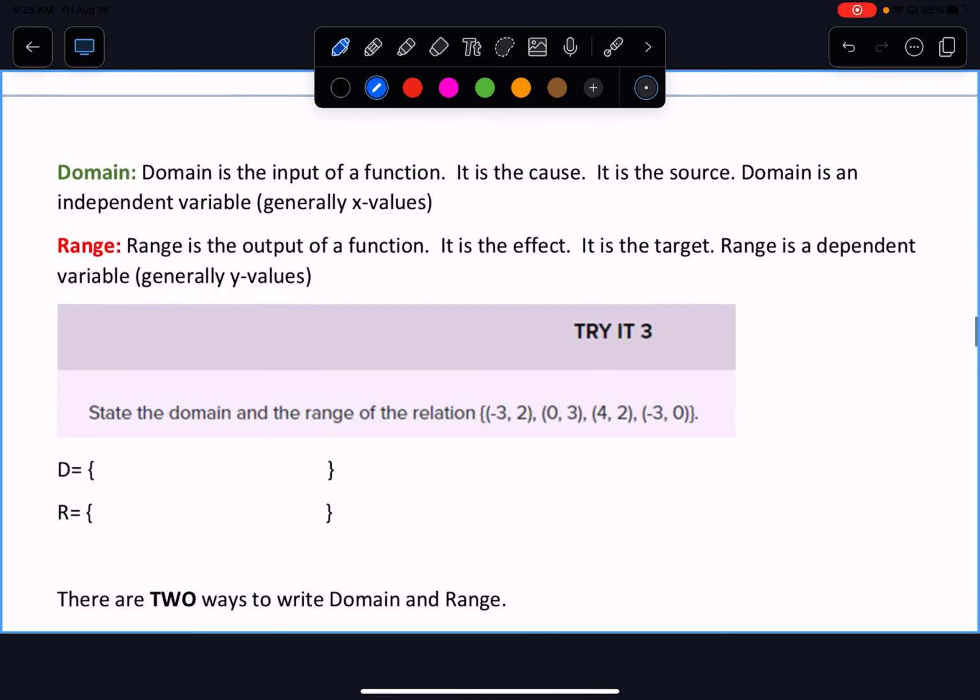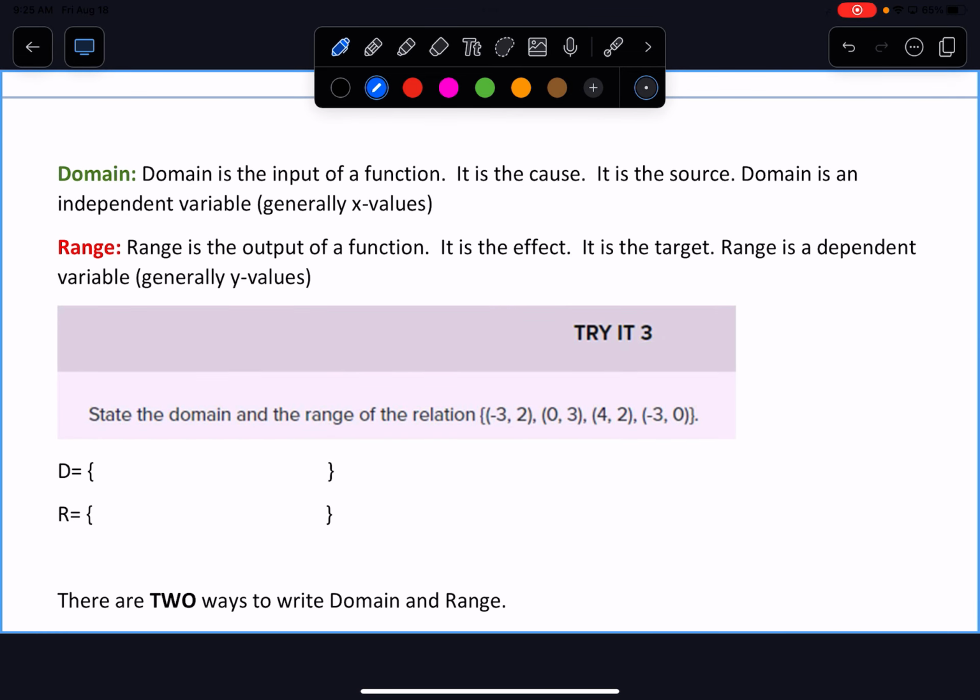All right, so let's remember what domain and range is. You're going to be given a graph or a set of XY points or a mapping, and they're just going to say, what is the domain? What is the range? Recall, domain is what we're plugging into the function. It's our input. It's the cause. It's the source.